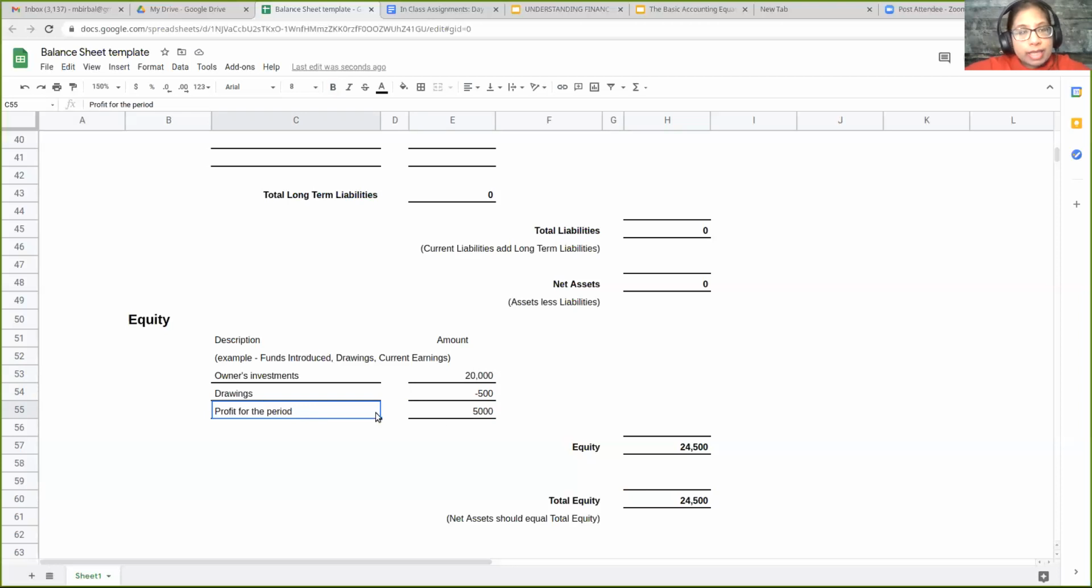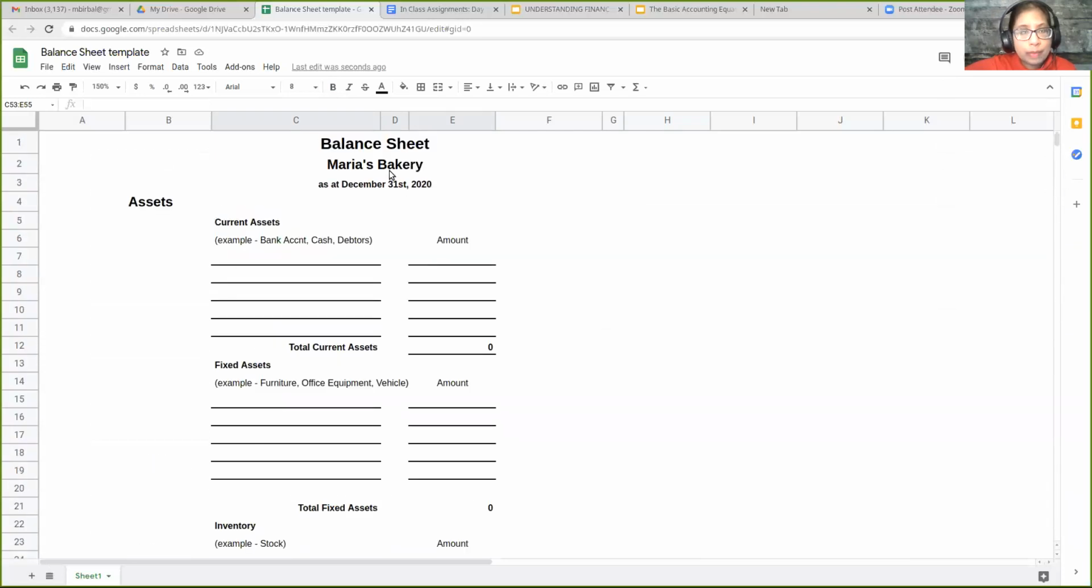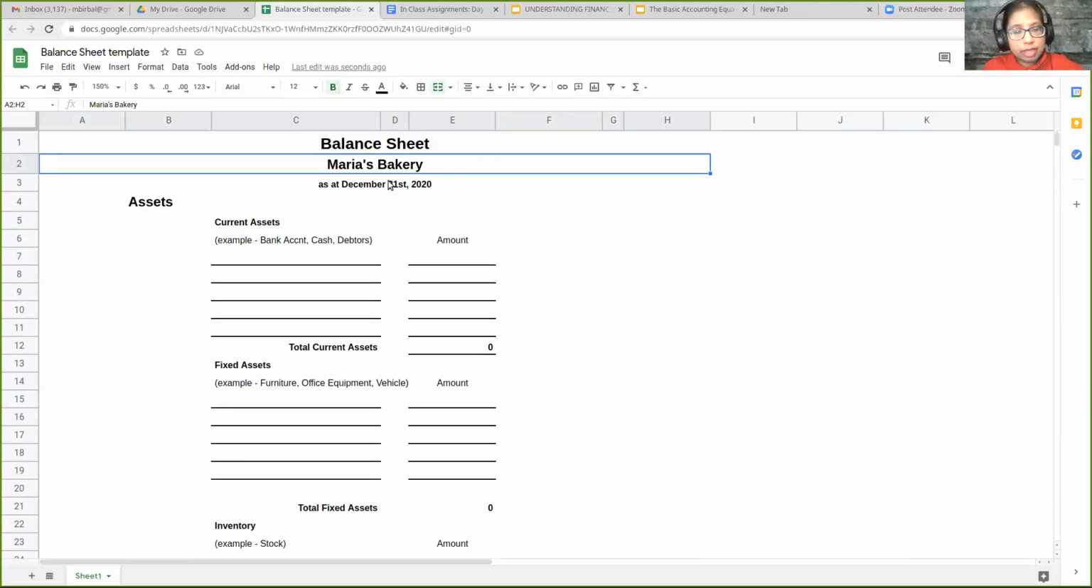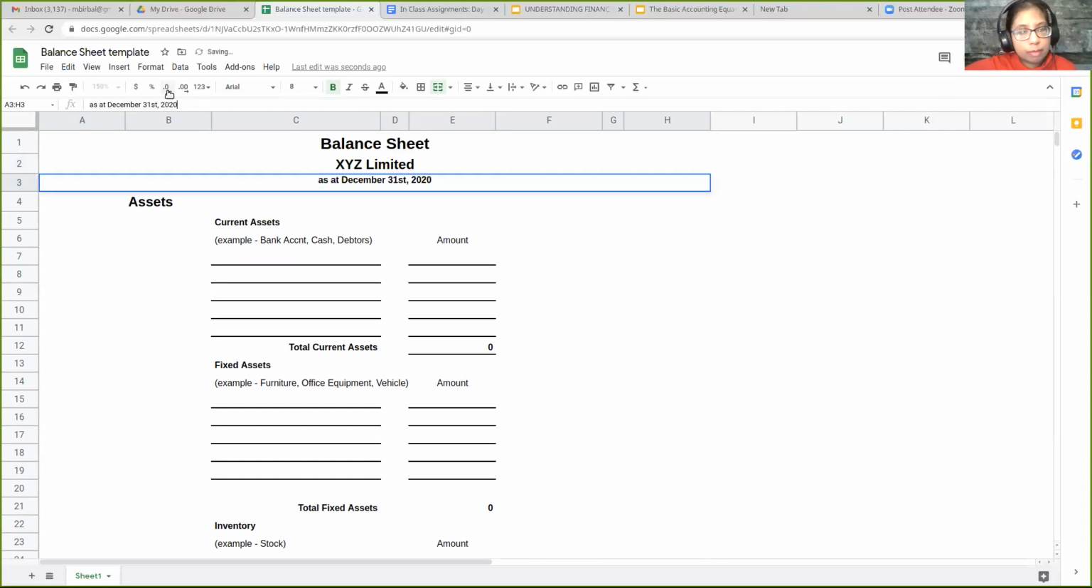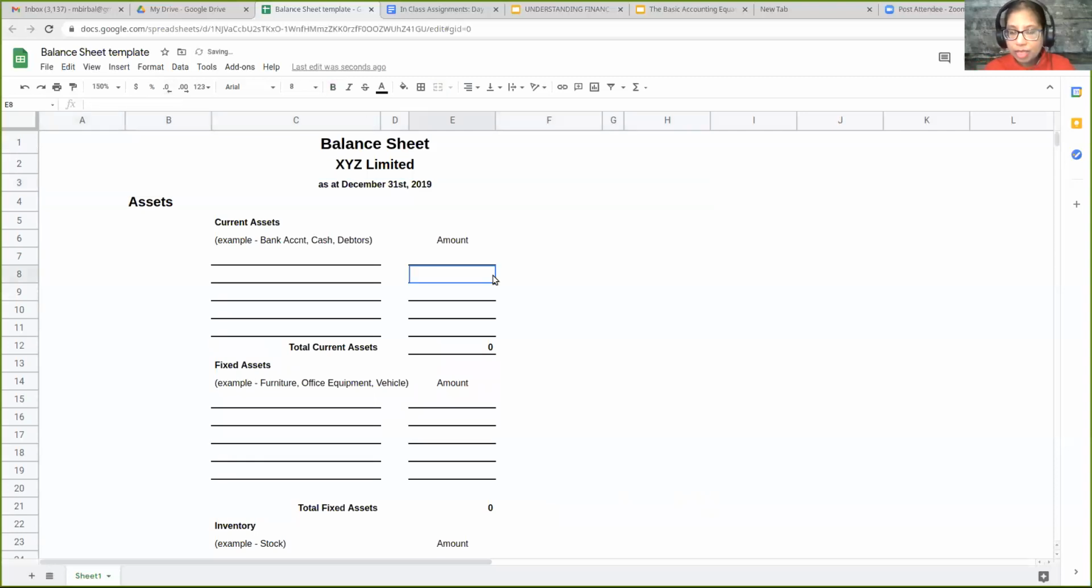All right, so let us now go to, if you can pull up the in-class assignment or the in-video assignment I sent to you, and it is the balance sheet for XYZ Limited as at December 31st, 2019. Okay, so again, the title of the company is XYZ Limited. That always goes on this line. So let us fill that out, XYZ Limited, and it's as at December 31st, 2019, so we can change the date.